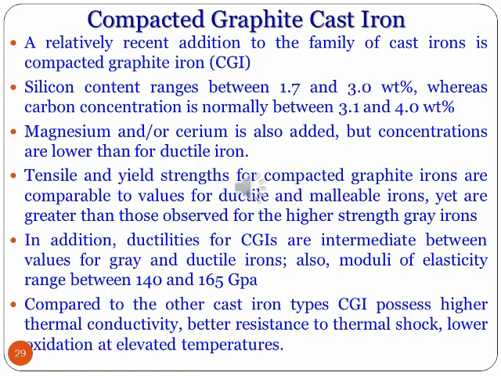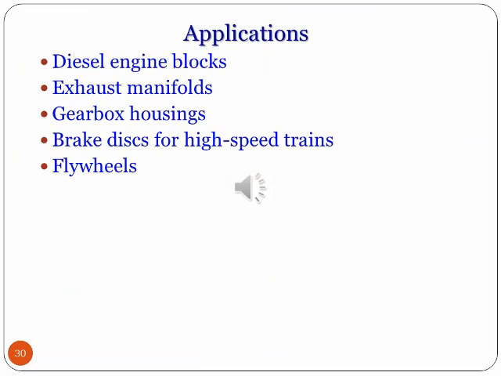Compared to other cast iron types, CGI possesses higher thermal conductivity, better resistance to thermal shock, and lower oxidation at high temperatures. We shall see the applications of this in the next slides. So applications: they are used in diesel engine blocks, exhaust manifolds, gearbox housings, brake discs for high speed trains, for manufacturing of flywheels, etc.